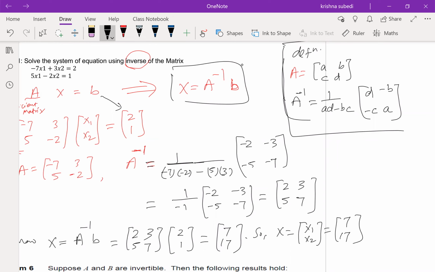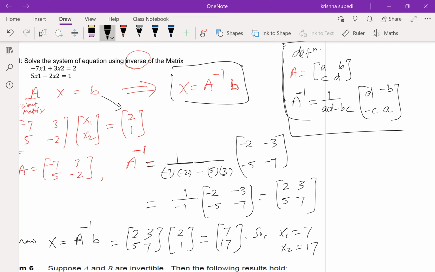I want to check with other people. Did you get the same answer, 7 and 17? Yes. Okay. Let me see. Yes, yes. Okay, same. All right, guys. Thank you so much. Okay, so x1 equals 7, x2 equals 17. You can write in that form, or you can simply write x1 equals 7 and x2 equals 17. You can write that way too.